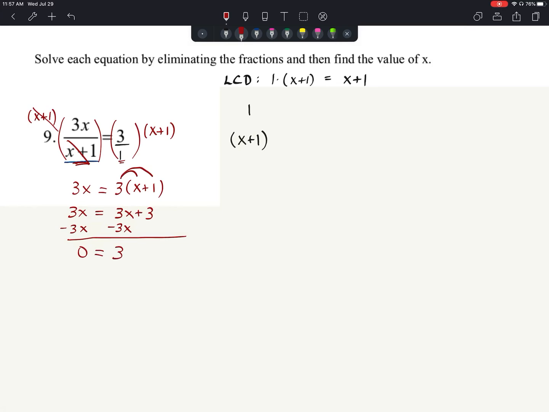0 equals 3. And we looked at these when we were reviewing, I think in section H1-3, there were some where the variables canceled out and left you with a false statement. So in this case here, since that's a false statement, we're going to go ahead and say that there are no solutions.